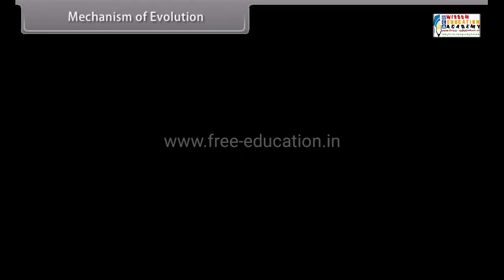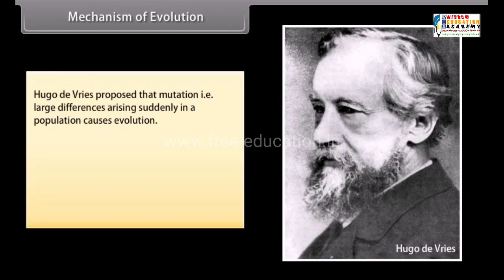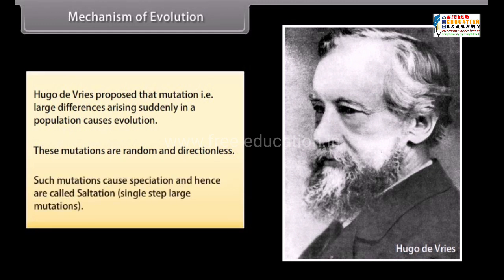Mechanism of evolution. Hugo de Vries proposed the mutation theory, that is, large differences arising suddenly in a population cause evolution. These mutations are random and directionless. Such mutations cause speciation, and hence are called saltation, that is, single-step large mutations.